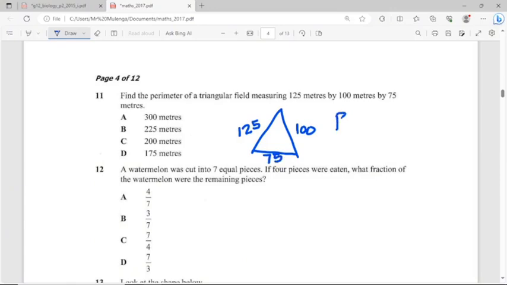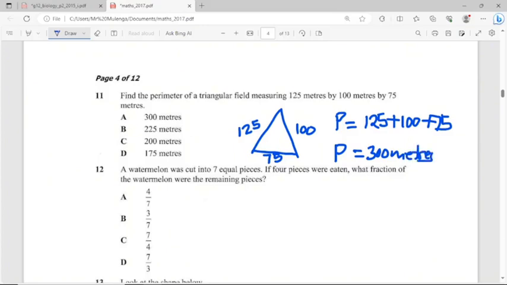Then we consider perimeter. So what is perimeter? Perimeter is the total distance around the shape. So what you are going to do here is just add: 125 plus 100, then plus 75. When you add 125 plus 100, you are going to get 225. So 225 plus 75, we are going to get 300 meters.